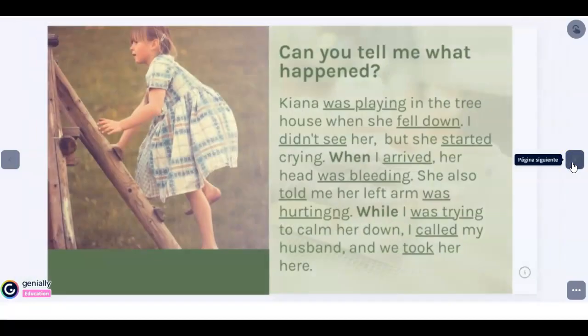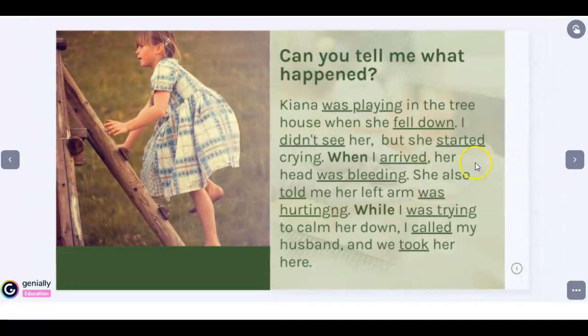Let me show you this example of Kiana. Can you tell me what happened? Okay, so imagine that we are talking to Kiana's mother. Kiana was playing in the tree house when she fell down. Okay, so we are describing this. Observe, she was playing when she fell down. This is an irregular verb.